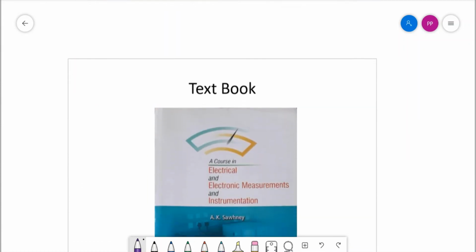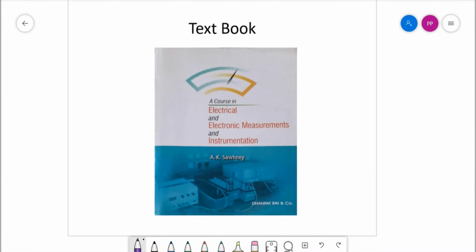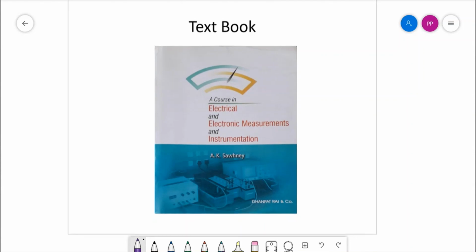The textbook used is by Professor A.K. Sawhney on electrical and electronics measurements and instrumentation, and most of the topics we can collect from this textbook.